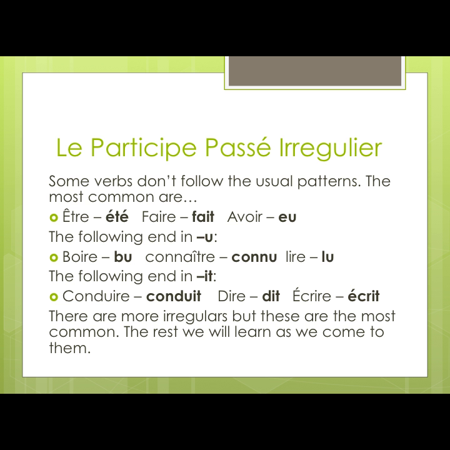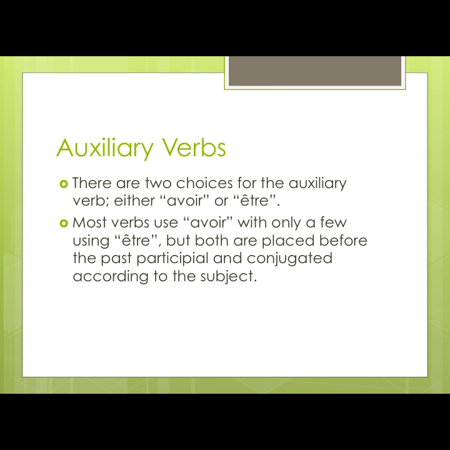Now these are not all of the irregulars, but these are going to be the most common ones that you're going to use, and the rest of them I will show you what they look like as we come to them. So next let's look at your auxiliary verbs. You have two choices, either avoir or être. Most of your verbs are going to use avoir, with just a few using être, but they're both used the same way. You're going to place them before your past participle and conjugate them according to your subject, or who's doing the action.